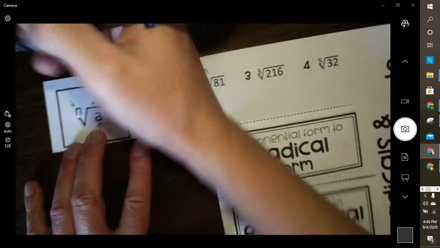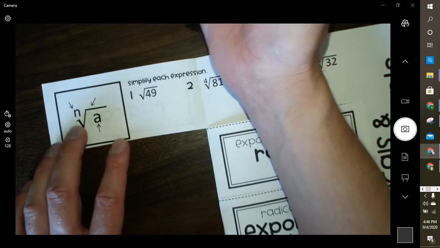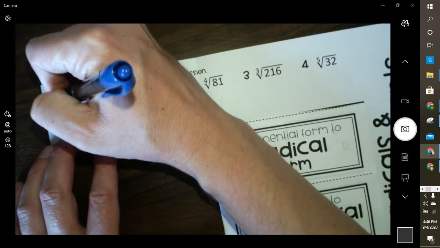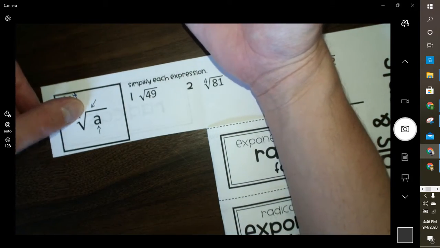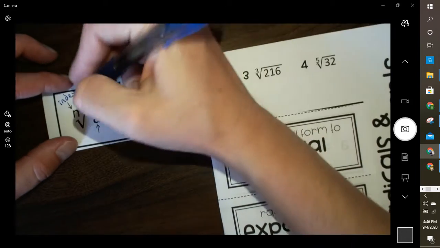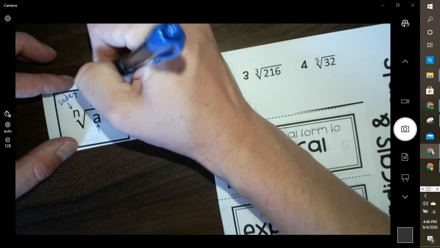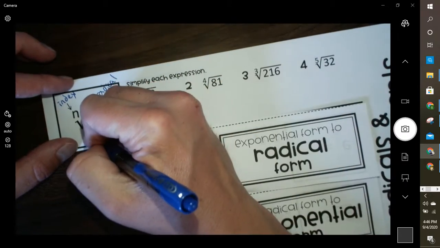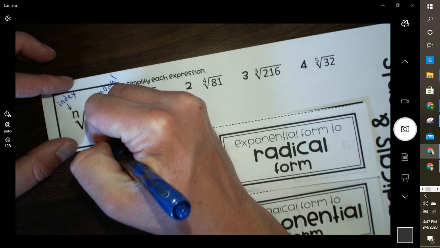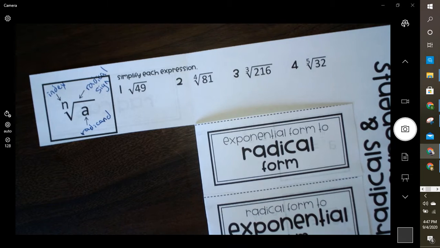Our first one is usually not a variable, but a number on the outside here, and it is our index. If there is no index, we assume that it's just a 2 there, and we're just looking for the square root. The radical sign is here, and the guy inside here is the radicand. Let's go ahead and solve a few of these.